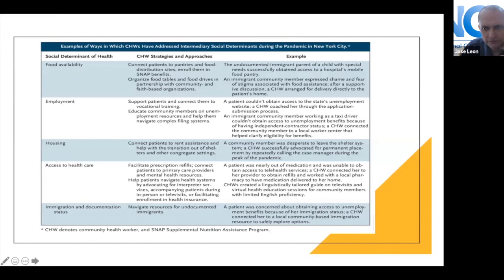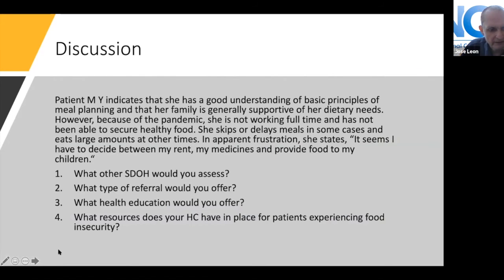Now, in regards to, sorry, Fide, can you go back? I would like to focus a little bit on the bullet point, or the numeral 4. What resources does your health center have in place for patients experiencing food insecurity? So again, you can use the chat box, or your line can also be unmuted if you would like to participate and provide live information to others participating in this session.